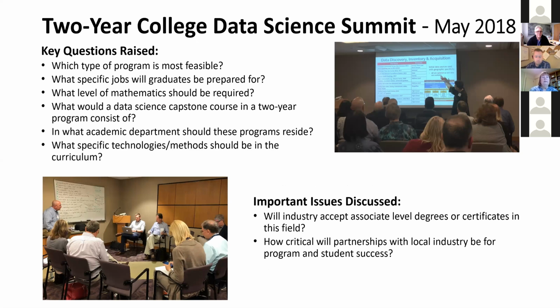But the kinds of things that were discussed at the summit were what kinds of programs are feasible, what kinds of jobs graduates will be prepared for. An interesting topic was what level of mathematics should be required, and is that different for the three different kinds of programs? Where should data science reside? Typically, at community colleges, there is a mathematics department, and there might also be a computer science department, a business department, and so where should a data science program reside?